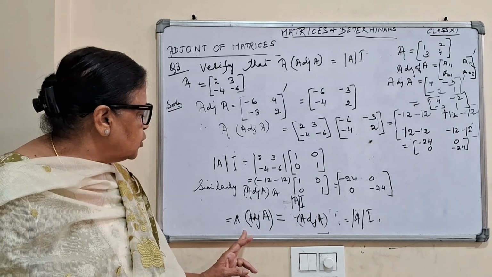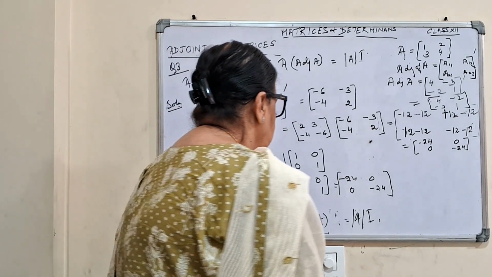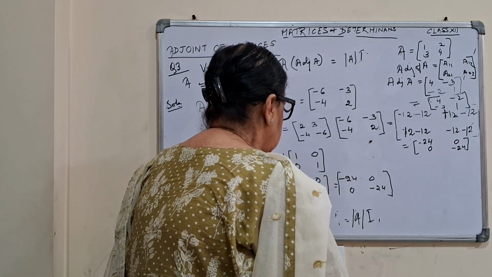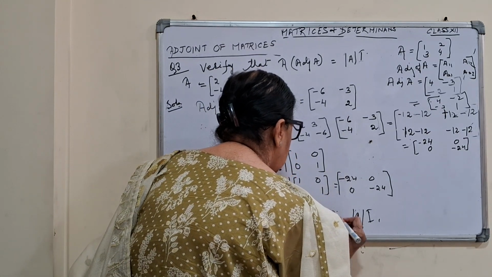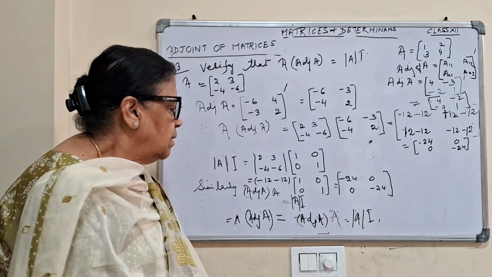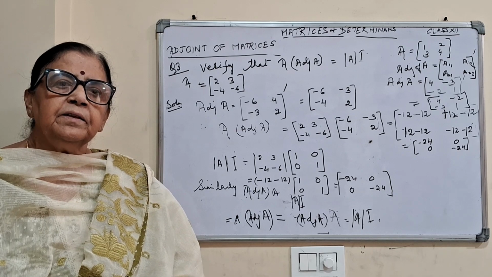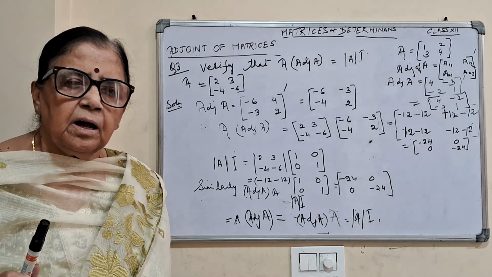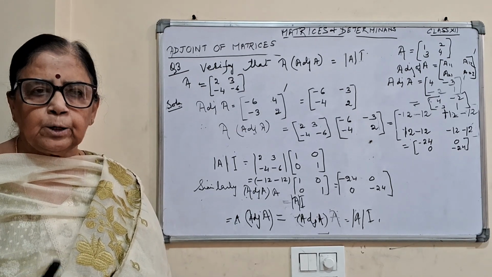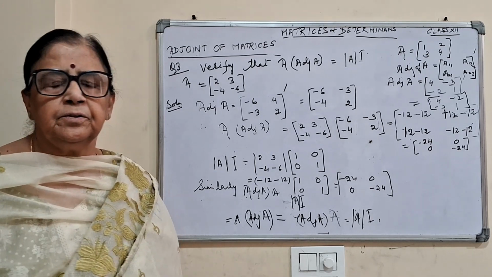I can prove also adjoint of A into A is determinant A into I. This is a little difficult in calculation. I am going to do one more sum after this.